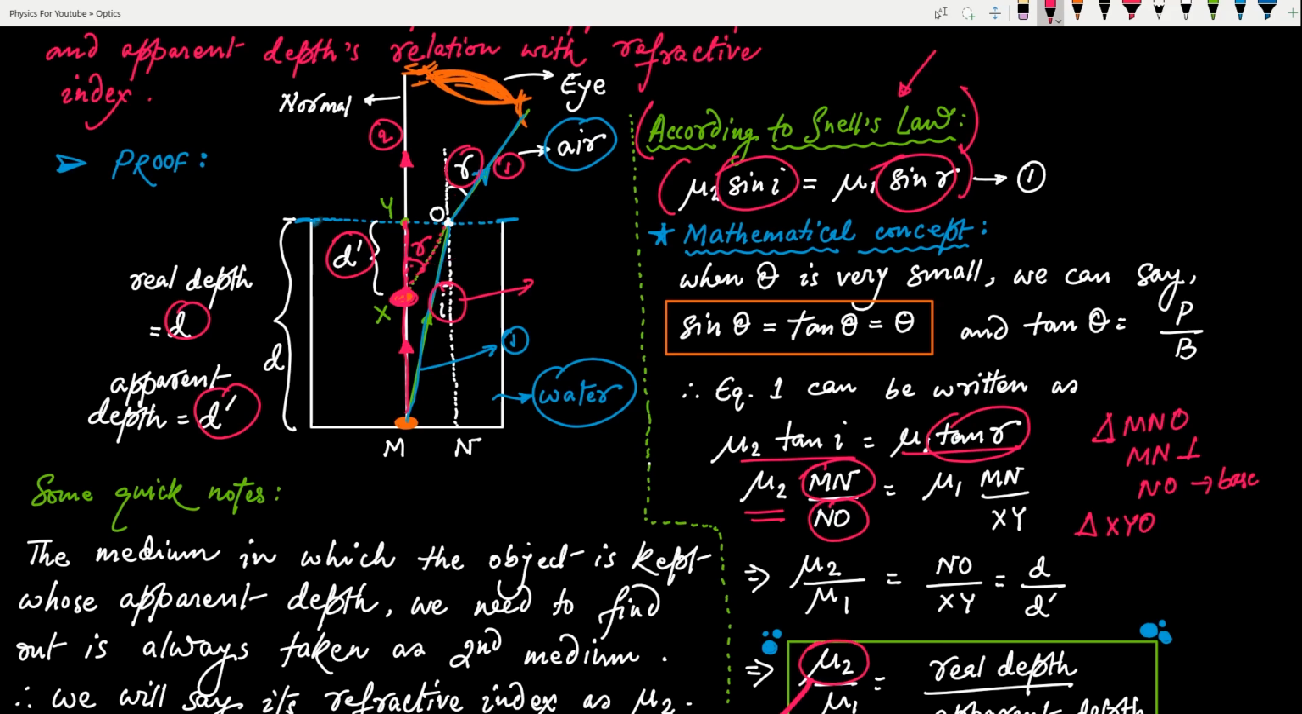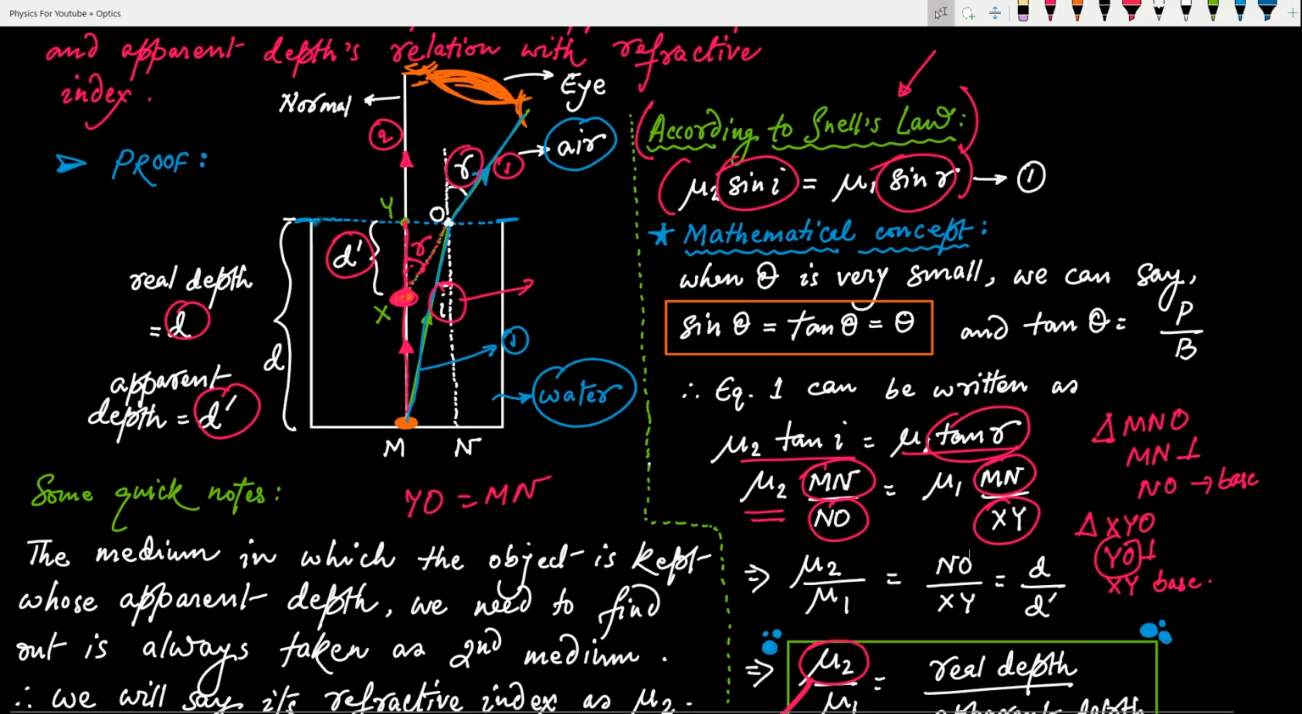Now if this is angle R, if you take this angle R as reference, then we can say the perpendicular is actually YO, and XY is taken as base, isn't it? Now if you look into the diagram, you'll see that YO is same as MN. So YO is equal to MN from the diagram. Therefore, we can say that YO is MN, that is perpendicular, and base is XY. XY is simple. Okay, now if we just arrange this thing, that is mu2 by mu1 is equal to MN got cancelled. Therefore, we got NO by XY.